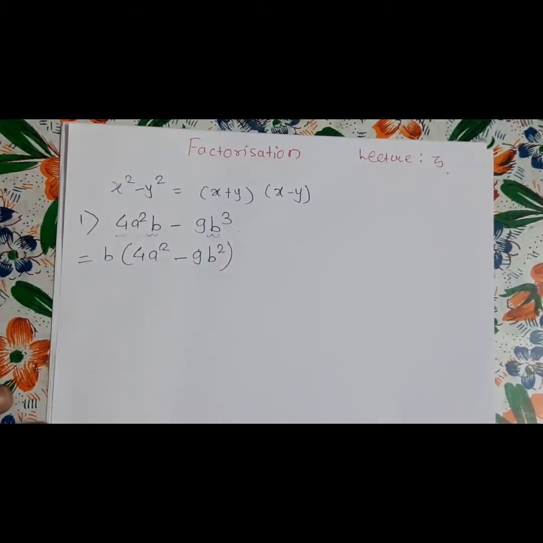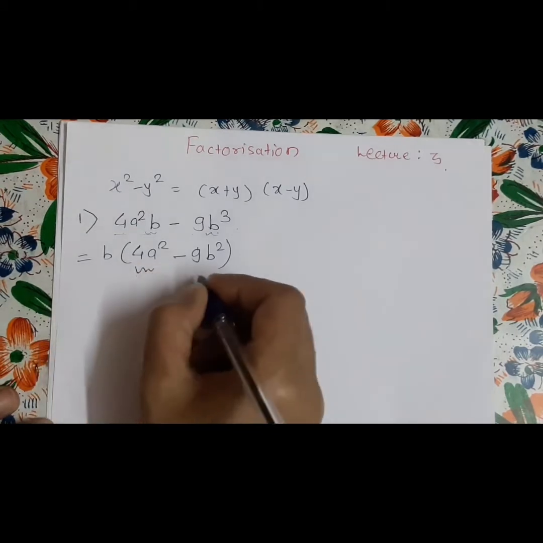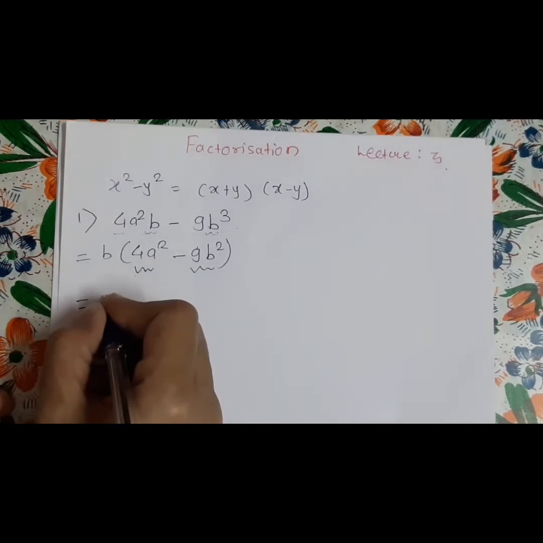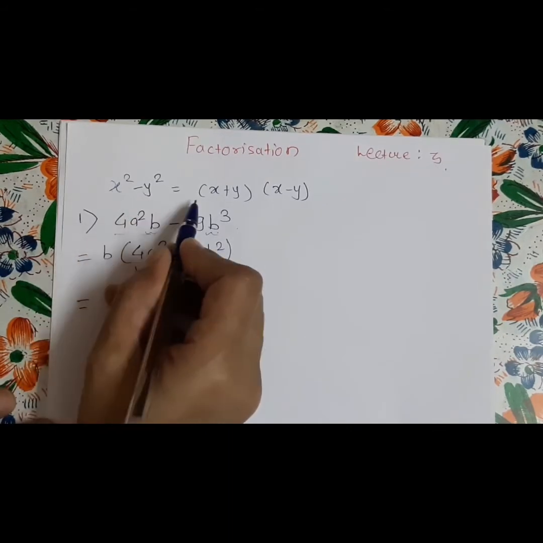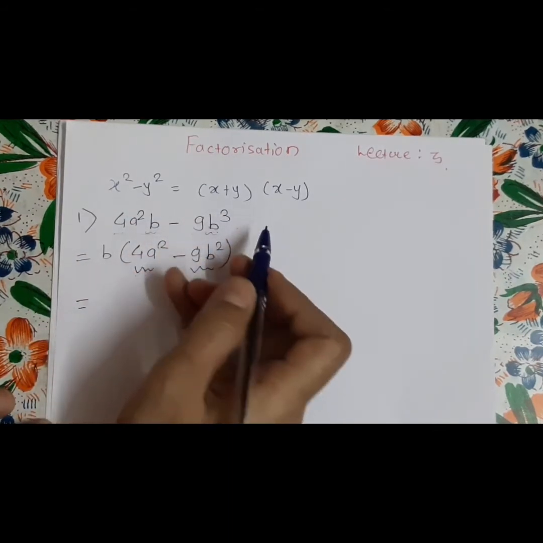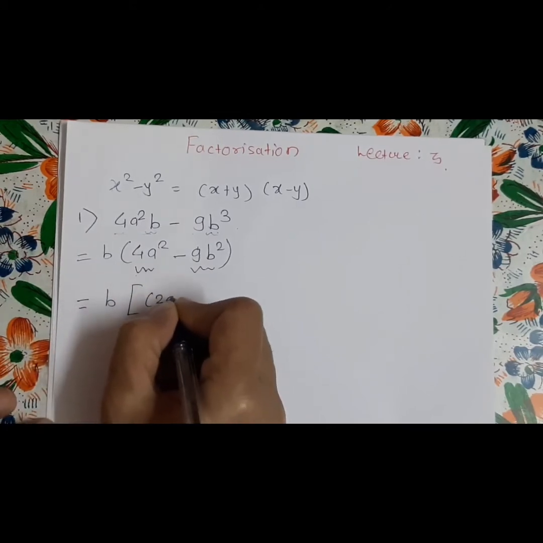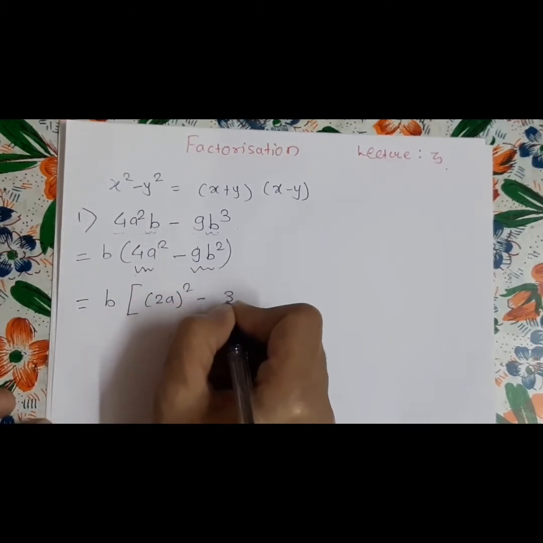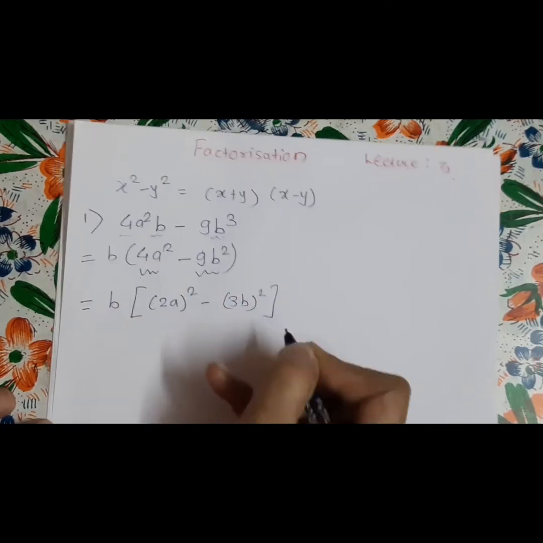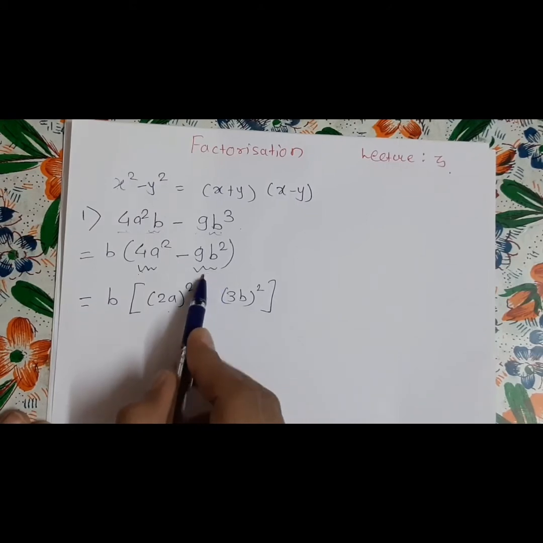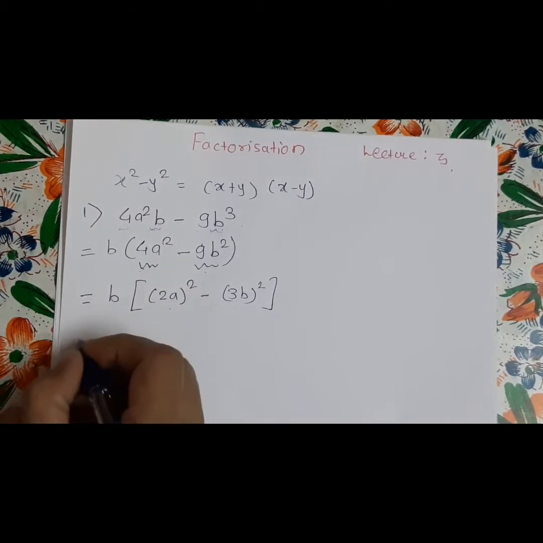Now you can observe that both of these terms are square terms. So the next step will be by using the formula x square minus y square is equal to x plus y into x minus y. We can write it as, first, 2a square minus 3b square. So 2a square is 4a square, and 3b square is 9b square.